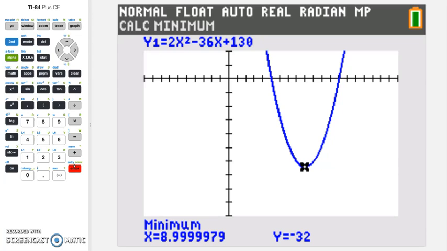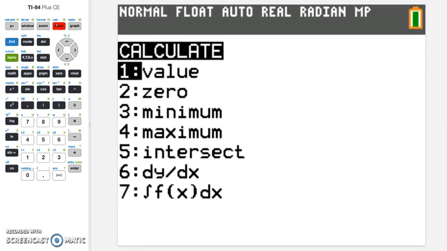So again, in order to find your x-intercepts or your vertex, we hit second trace. An x-intercept is option 2. When your vertex is a minimum, or your parabola opens up, you choose option 3. If your vertex is a maximum, or your parabola opens down, you hit option 4.